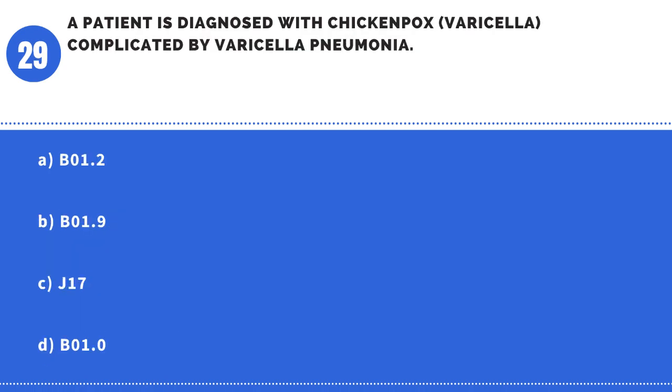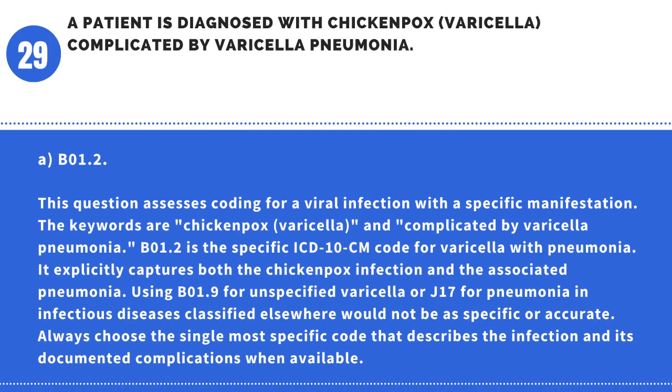Question 29. A patient is diagnosed with chickenpox, varicella, complicated by varicella pneumonia. A. B01.2. B. B01.9. C. J17. D. B01.0. Answer A. B01.2. This question assesses coding for a viral infection with a specific manifestation.